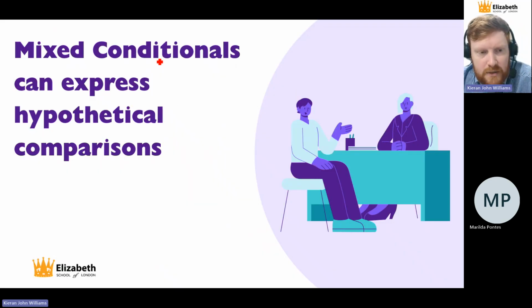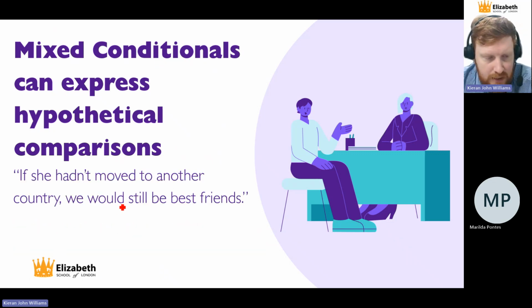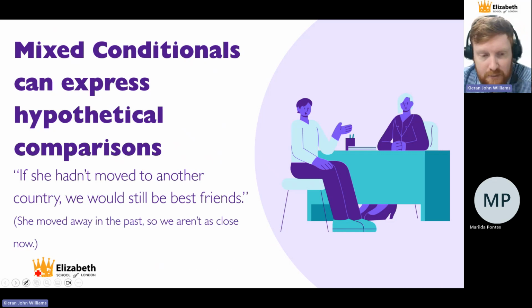Okay, mixed conditionals can also talk about hypothetical comparisons. So in the example sentence here, if she hadn't moved to another country, we would still be best friends. Okay, but she did move to another country, so we are not best friends anymore. Okay, so there is this link between past and present, present and past.